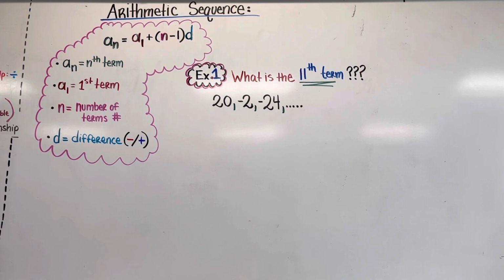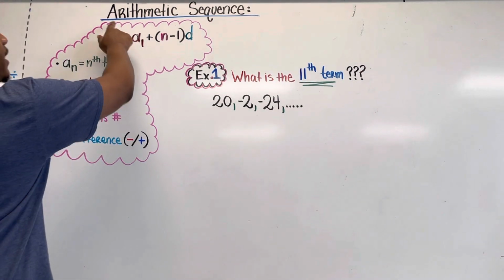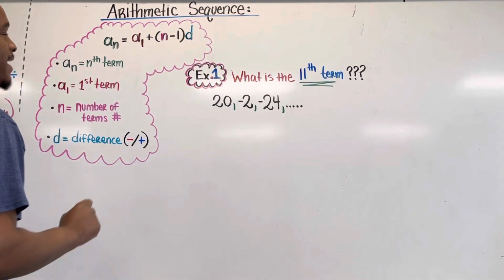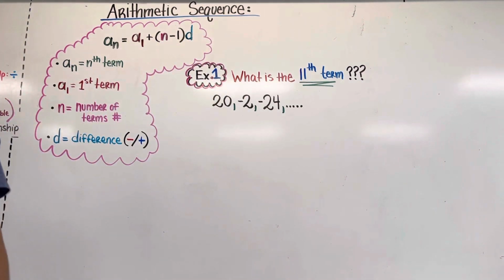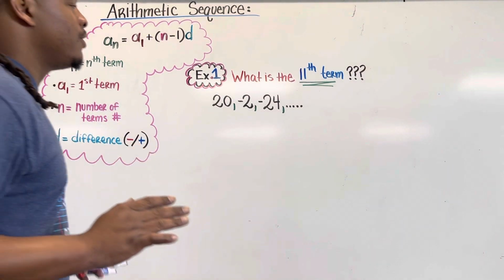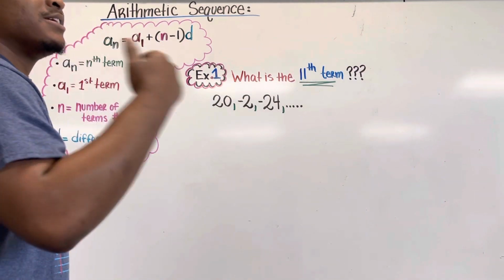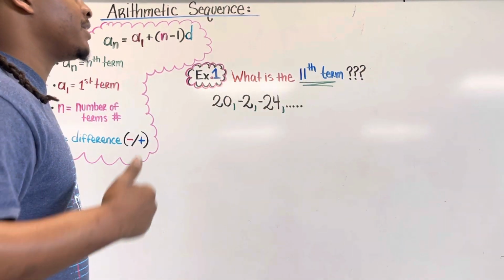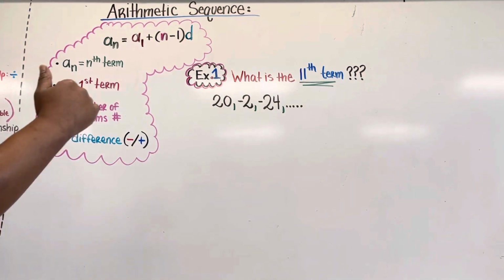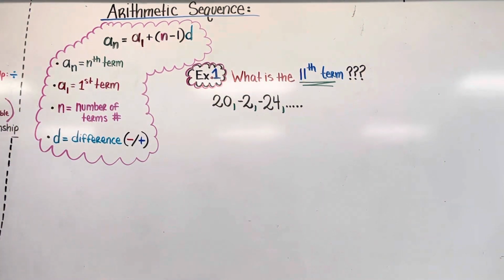Today, we're going to go over how to utilize the formula of an arithmetic sequence to find the nth term. The nth term could be any term that we're trying to find when it comes to these particular patterns of numbers. It could be the 10th term, the 20th term, or the 100th term. Any term could be the nth term, and that's the term that we're trying to figure out.